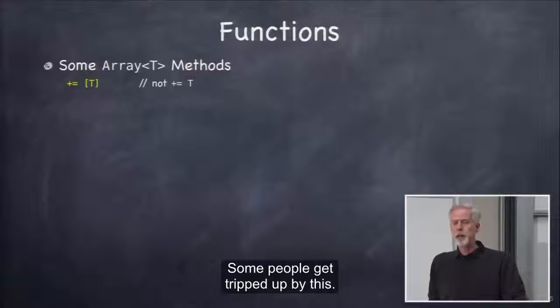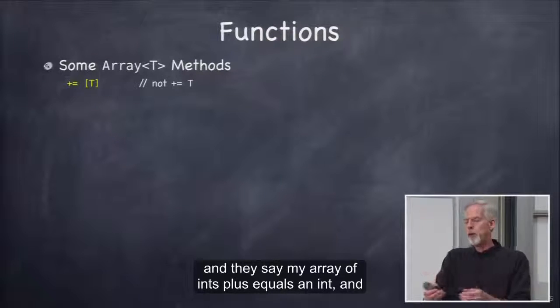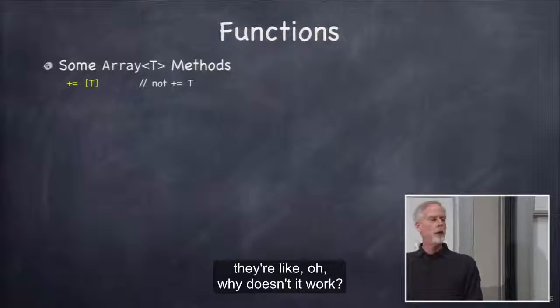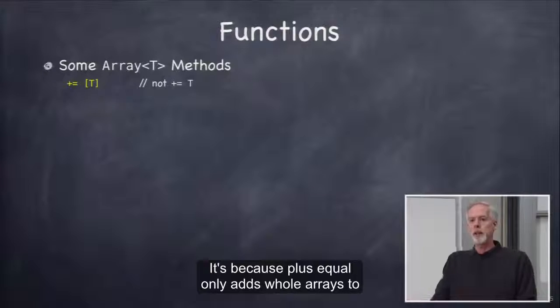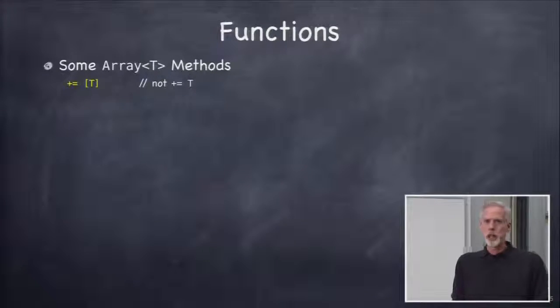Some people get tripped up by this. They have an array of ints, and they say, my array of ints plus equals an int, and they're like, wow, why doesn't it work? It's because plus equals only adds whole arrays to other arrays. It's an array concatenator, okay?